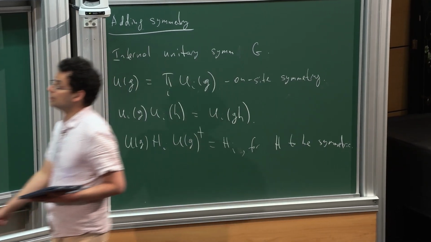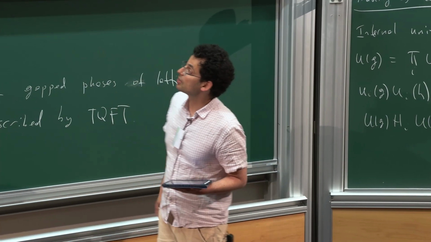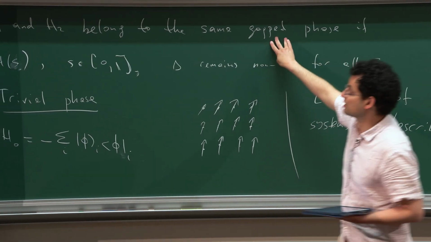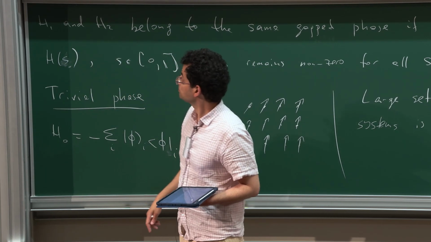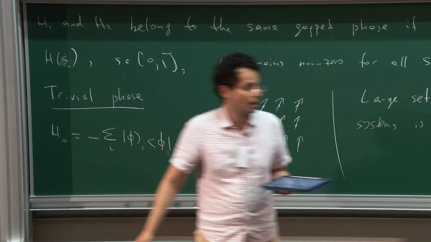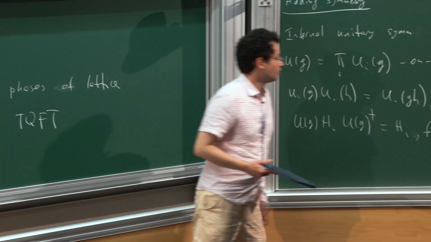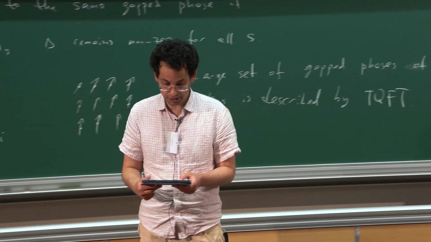Okay, and then we can just extend the definition of a gap phase to a gap phase with symmetry by requiring H1 and H2 to be interpolated by some H of S, where H of S has this property for all S. Okay, so that defines phases with symmetry.